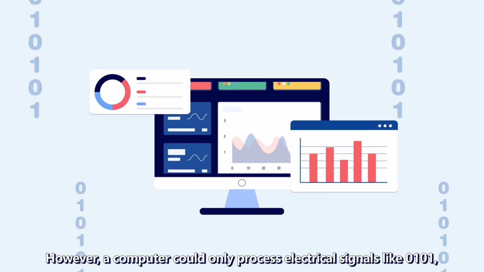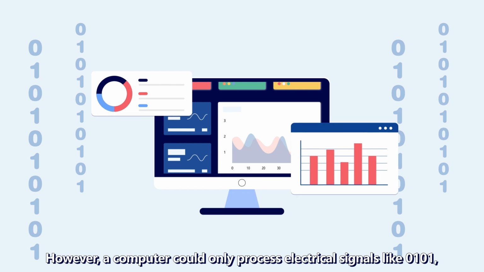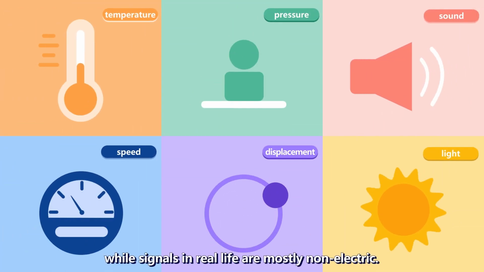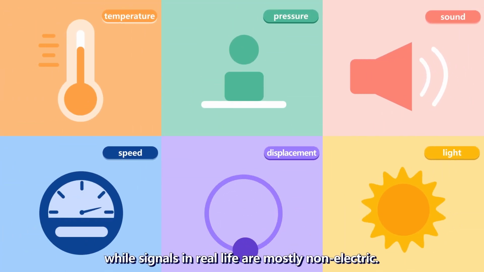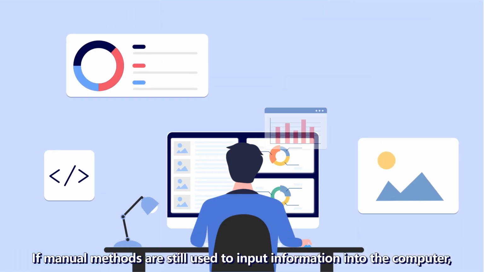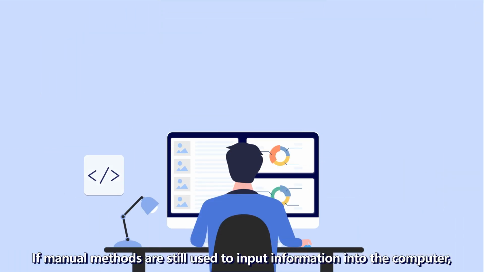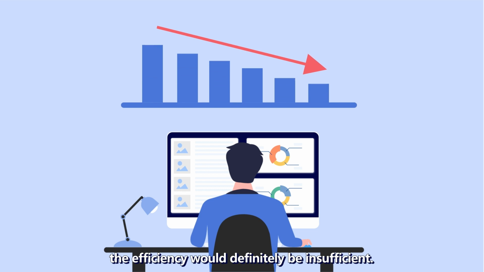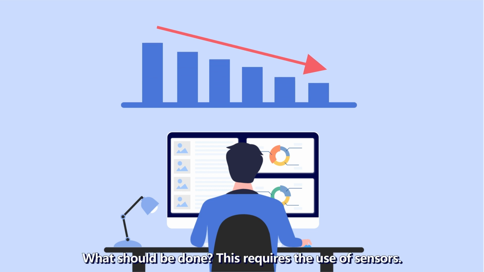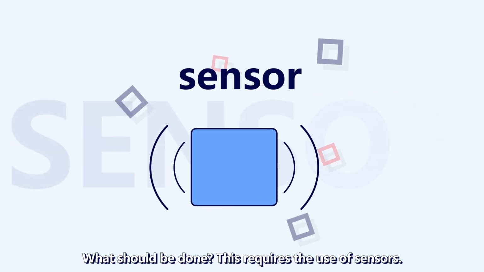However, a computer could only process electrical signals like 0101, while signals in real life are mostly non-electric. If manual methods are still used to input information into the computer, their efficiency would definitely be insufficient. What should be done? This requires the use of sensors.